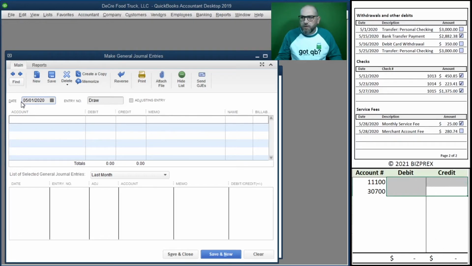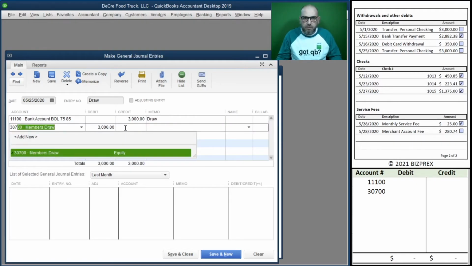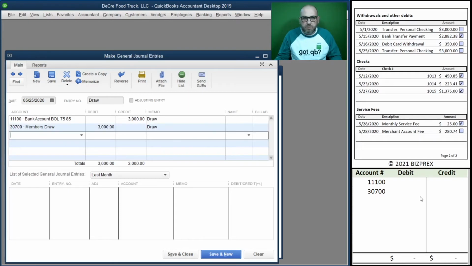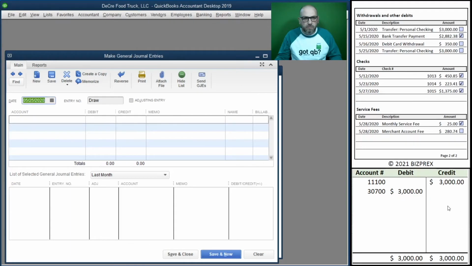Our draw, 525. So right here. Again, it's very much identical to the other draws. Our bank account is reduced by 3,000. And our equity account is reduced by 3,000 as well. Right here. All right, we're good to go. Debits and credits are in balance for this one. And we have merchant fees to book as well. So we're going to save and review.